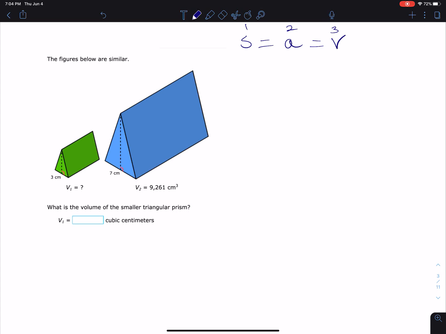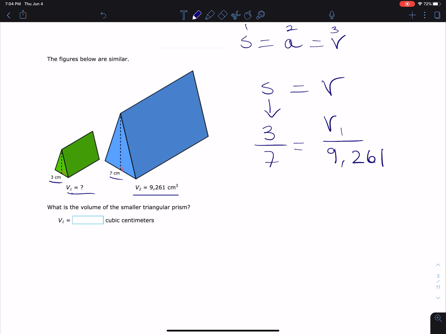Okay, so what did they give me here? They gave me side lengths that are corresponding, and then they gave me volumes that are corresponding. So I'm going to do side lengths compared to volume. Remember that volume is cubed, okay? So if I were to compare side lengths, I would say 3 is to 7. That's comparing side lengths. And then volume, V1 goes with 3, so it would be V1 is to 9,261.